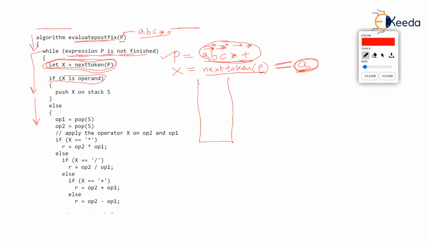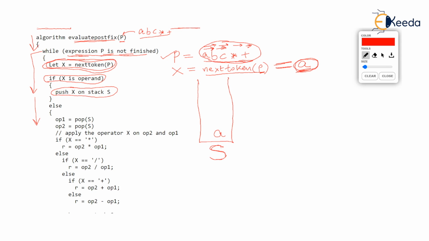Note how English-like this condition is, and it is allowed to be written in the algorithm. So let's ask, is X an operand? Yes, it is, because X is small a. It is an operand. If we discover that X is an operand, then we will simply push X on the stack S. So the S stack, which was initially empty, will now have a. We have pushed it on the stack.